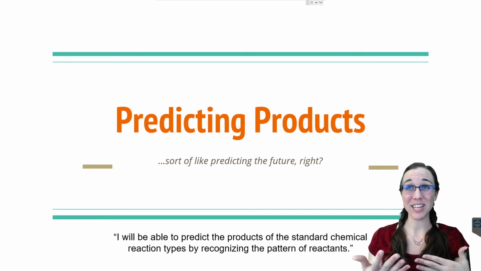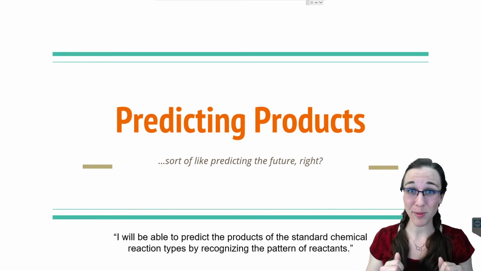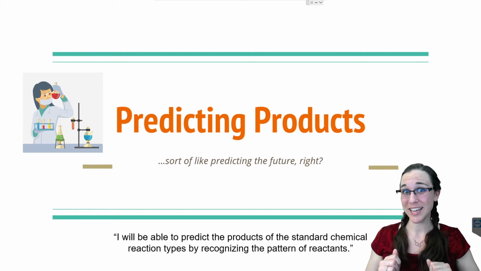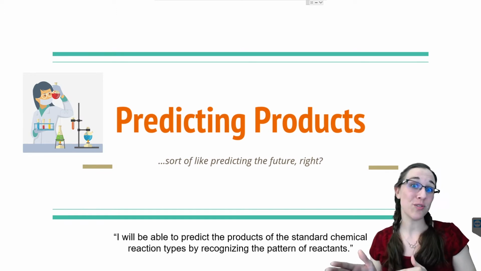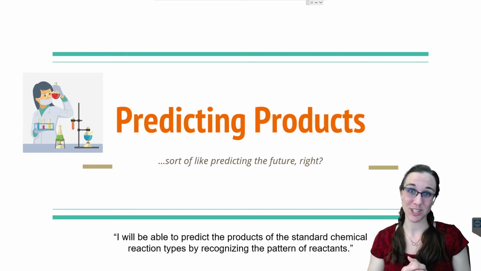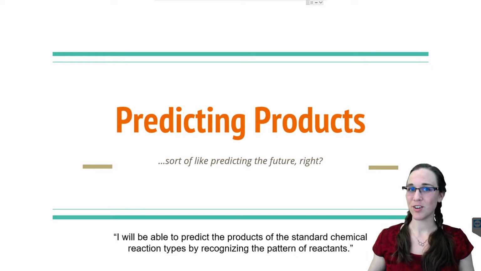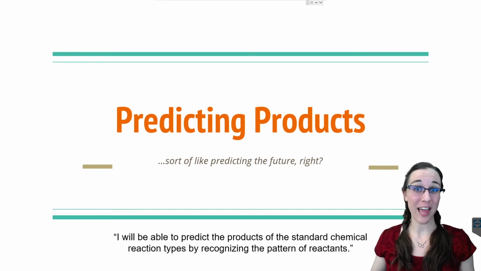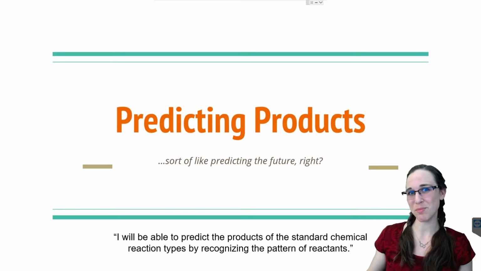By the end of this video, you should be able to predict the products just like any chemist would by utilizing the patterns you find in the types of chemical reactions we're already aware of. Time to let your knowledge on types of reactions take flight into this application of predicting products.